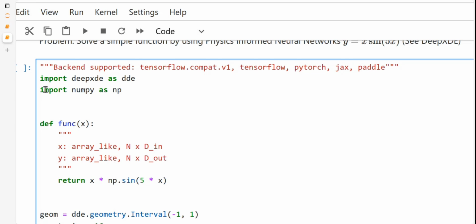The first thing that we should do is to import DeepXDE and call that name as dde. From Python, we import the library NumPy and call that as np. That is a kind of short name for the library NumPy.